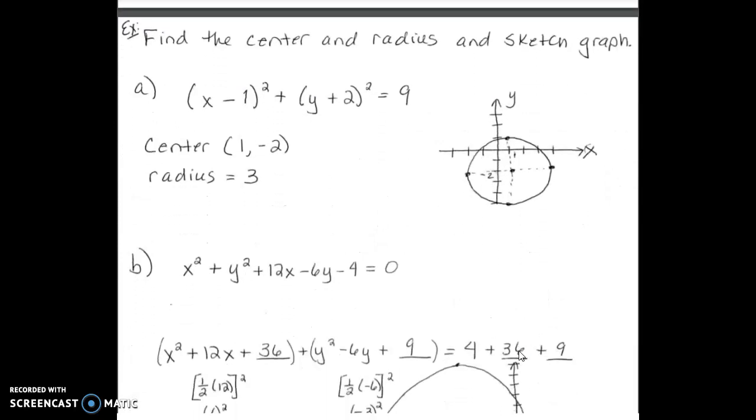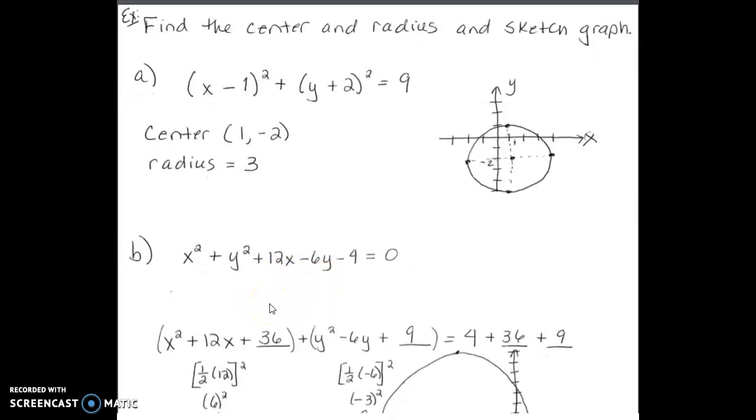Part B, we're asked to do the same thing, but notice this is not in standard form. So earlier in section 1.5, we talked about solving quadratic equations, and I mentioned that you would have to know how to complete the square to do other things later, and this is one of those things. In order to put this in standard form, we have to utilize the idea of completing the square.